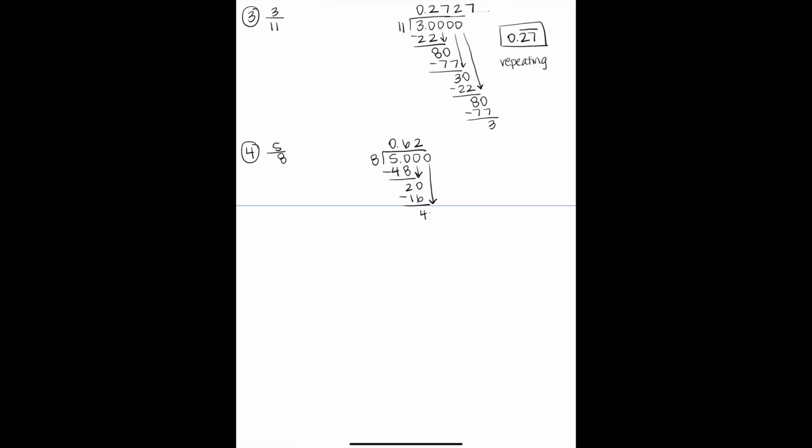And 8 goes into 40 5 times, right? 8 times 5 is 40. So we will subtract by 40. 40 minus 40 will 0 us out. And our answer for number 4 will be 0.625. And this would be a terminating decimal, right? Because it is ending on its own and nothing is repeating here.